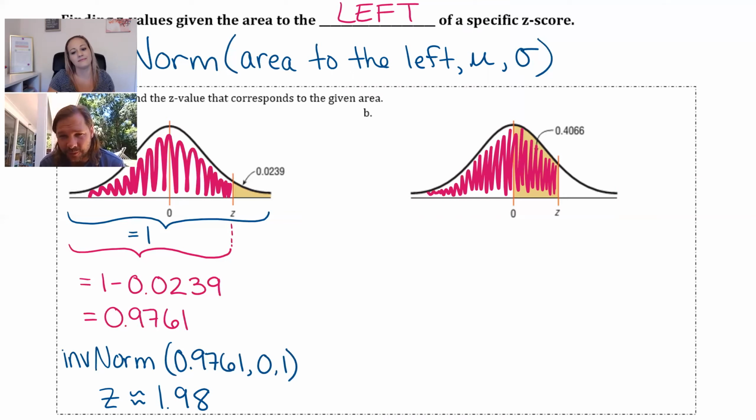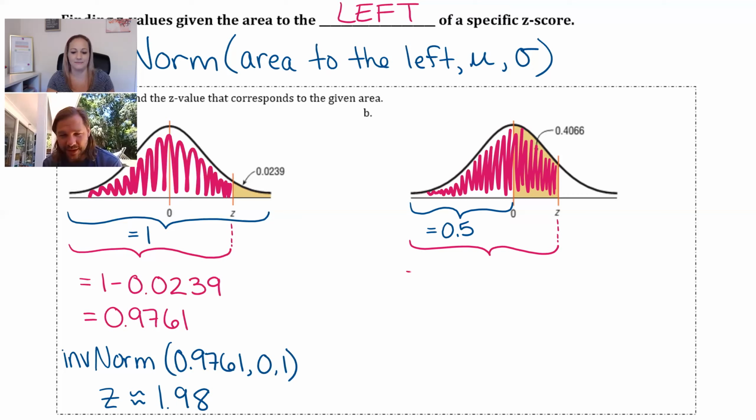And so first what we're going to do is calculate the area from that z-score to the left. And then we use the fact that the bell curve is symmetric, so half of the area is to the left of 0. So we're going to calculate the area to the left of that and then add that up, right? So we're going to add 1/2 to the 0.4066, and that'll give us 0.9066 for that pink shaded area.